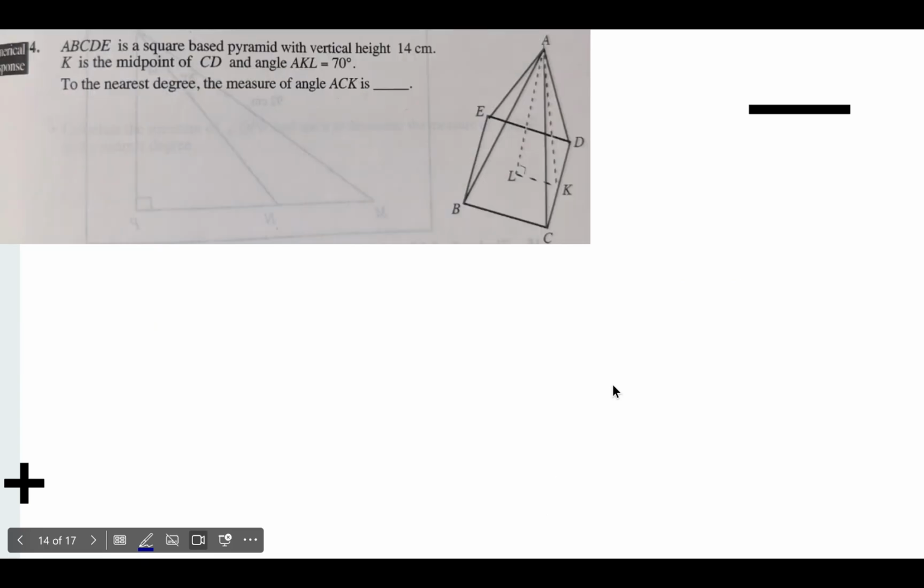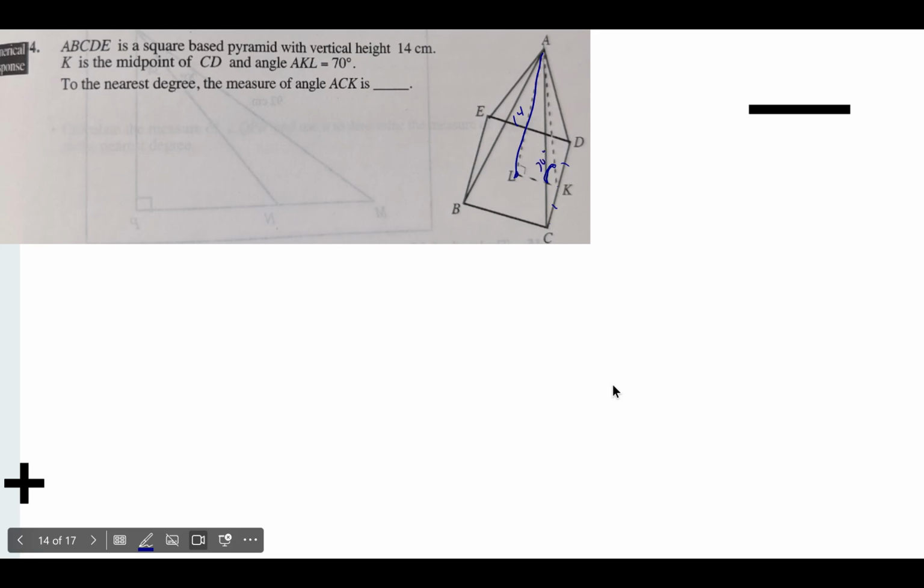Okay, moving on from this one, we now have a 3D shape, but we can still do all of the same work. So taking a look and filling in some information, we know it has a vertical height. From the base of the pyramid to the top, you have a height of 14. It also tells you that you have a midpoint along the line CD, so this side and this side would be the same length. And angle AKL, so this one in here, is 70 degrees.